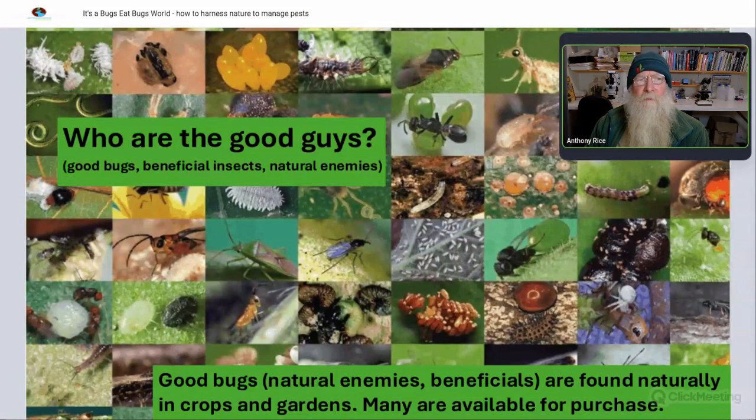So what are the natural enemies that I'm talking about? They call them good guys, good bugs, beneficial insects, natural enemies. I'll use those terms sort of interchangeably today. And many of them are actually available for purchase commercially. They are an army of insects that just want to eat our pests. They've been doing it for millions of years, and they would happily go on doing it for probably millions more years after we've long gone. And all we have to do in agriculture is to stop killing them.